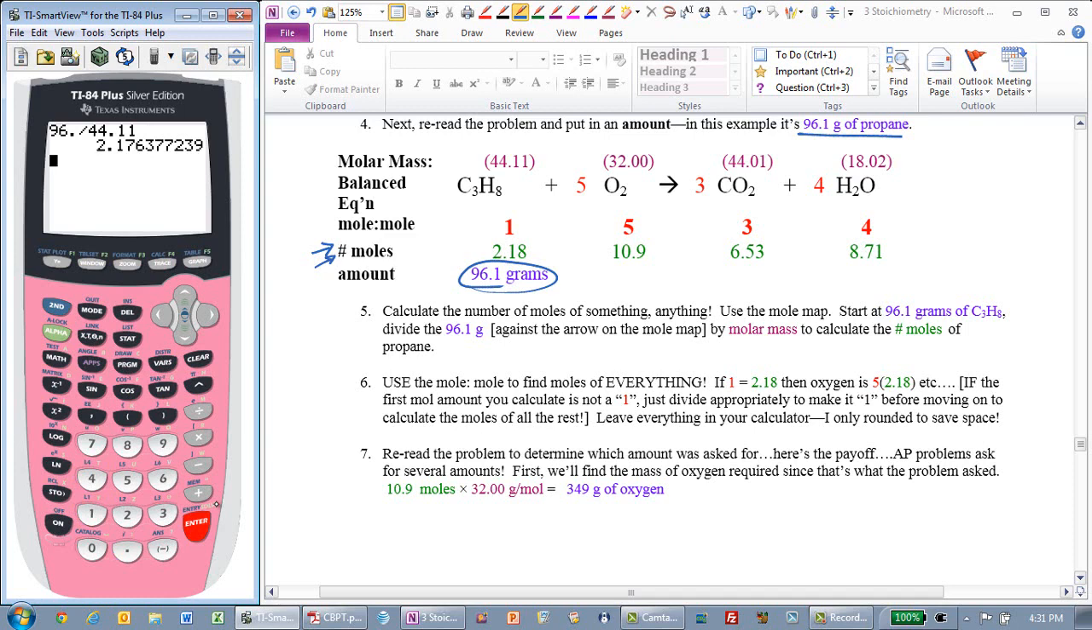Well, how do you know how much to round? Look at what the amount was. The amount was in 3 sig figs. Stick with 3 sig figs. Don't write down the calculator vomit that you currently see on my screen. Just round the 2.17 to 2.18.